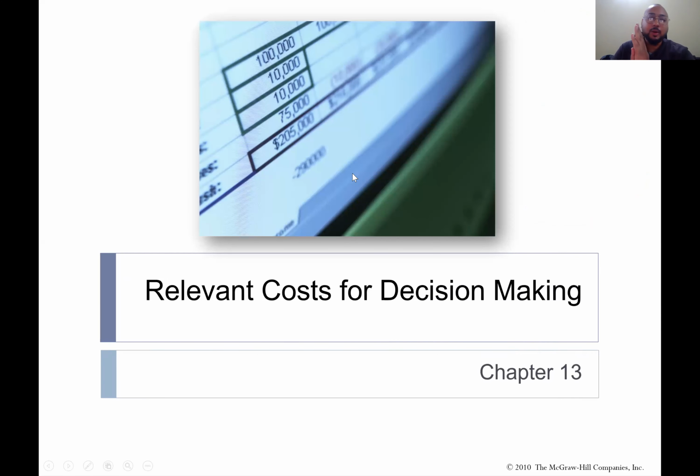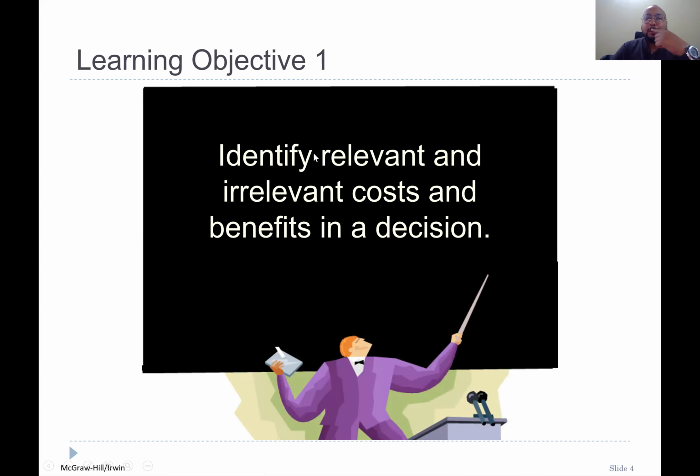So today we are starting, after mid, a new chapter. It's called Relevant Costing for Decision Making. So let's just talk about the number one learning objective, which is to identify relevant and irrelevant costs and benefits in a decision.